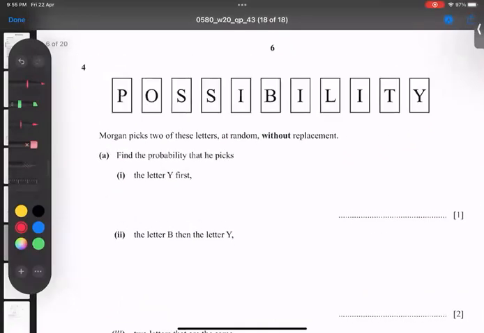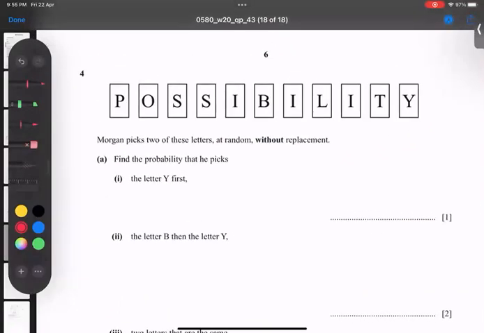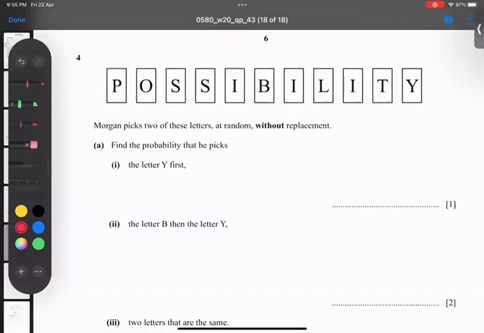This is another question of probability. Bismillah ar-Rahman ar-Rahim. What is the method to do a probability question? If we look carefully, he said Morgan picks two cards, without replacement. He even made it bold. Without replacement means you will take one card out, and when you pick one card, you will not put it back.